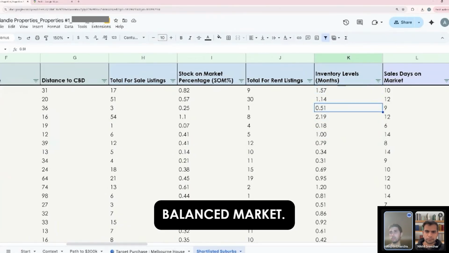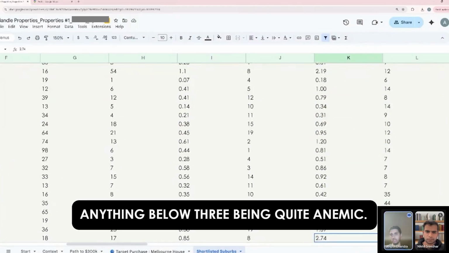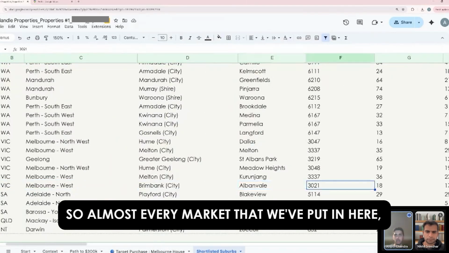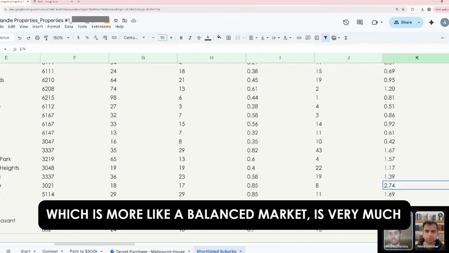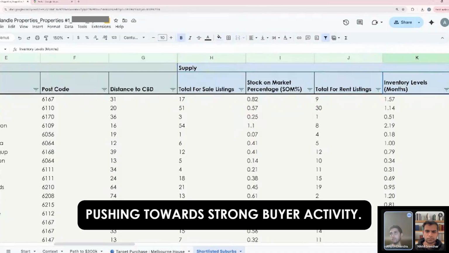Inventory levels, we talked about 0 to 3, 3 being a balanced market, anything above 3 being oversupply, and anything below 3 being quite anemic. So almost every market that we've put in here, barring maybe this one here, which was Albanvale, which is more like a balanced market, is very much pushing towards strong buyer activity.